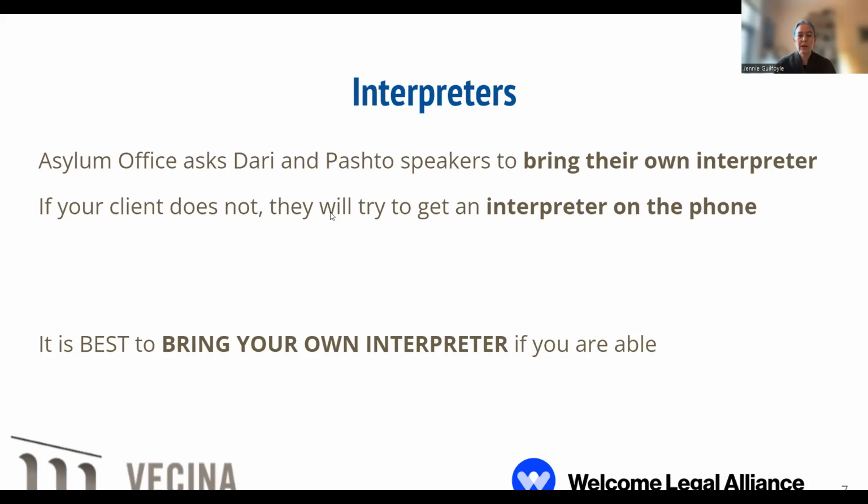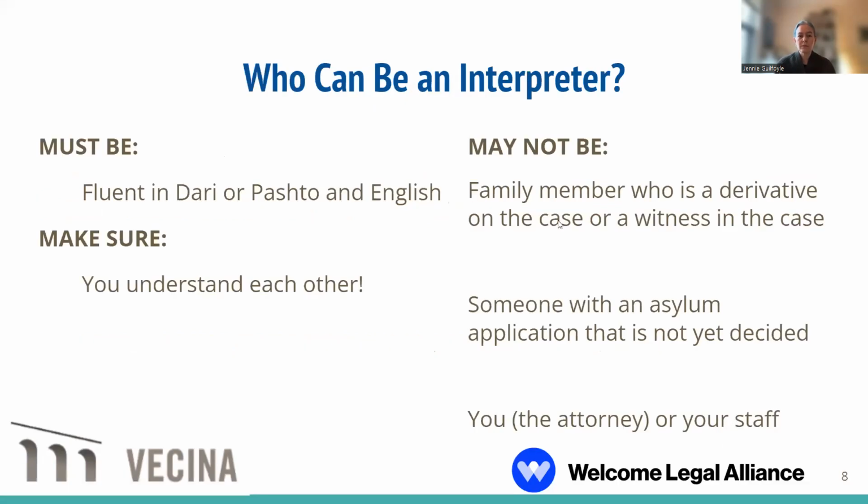which then may raise the question, which is on our next slide, of who can be an interpreter? What are the rules there? And so the person must be fluent in the language that the applicant wants to proceed in, which for many Afghan applicants will be Dari or Pashto. Of course, there are other languages as well. So the interpreter has to be fluent both in English and in the applicant's chosen language.